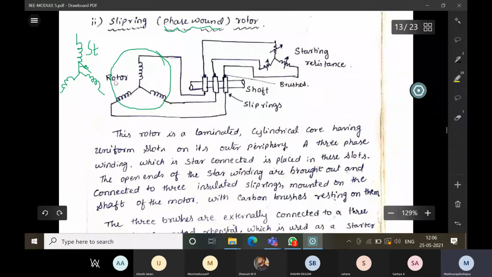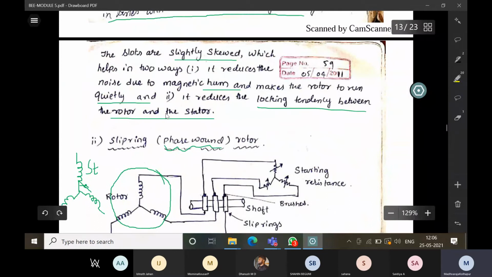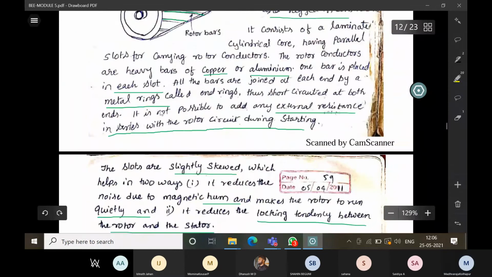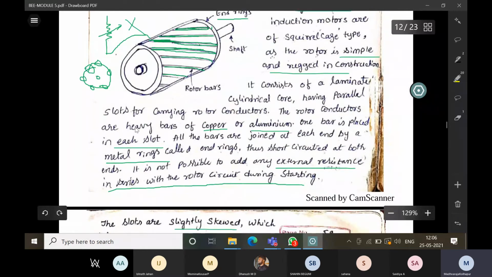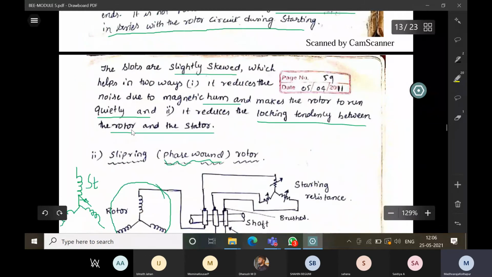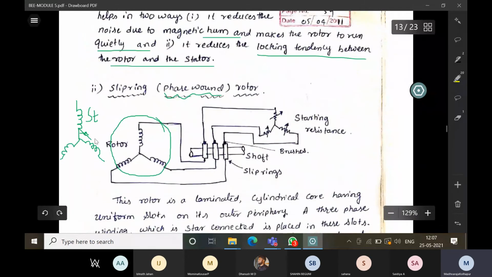But in this case, the rotor is not like this. In the squirrel cage, the rotor is a short circuited conductor, just one round. But here there are three different windings in the slip ring rotor. These windings can be brought out and connected to the slip rings, and the slip rings are mounted on the shaft. To these slip rings we can connect brushes, and through the brushes we can add external resistance, for starting purposes.